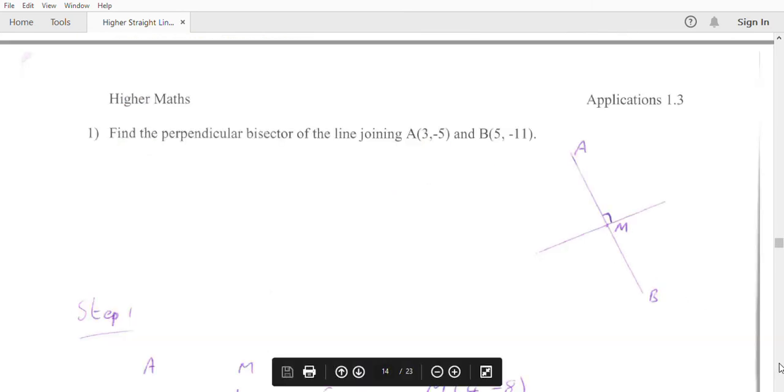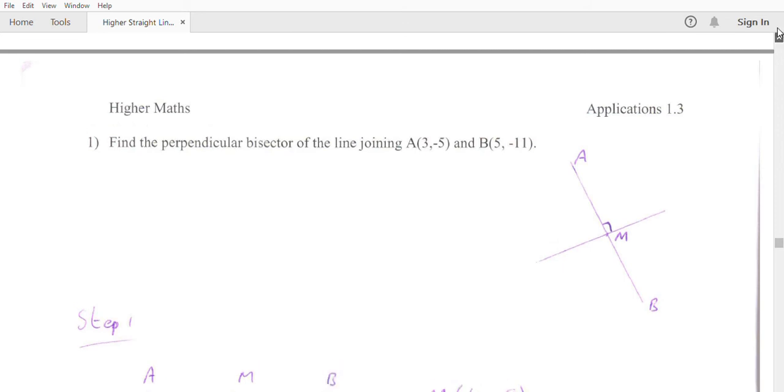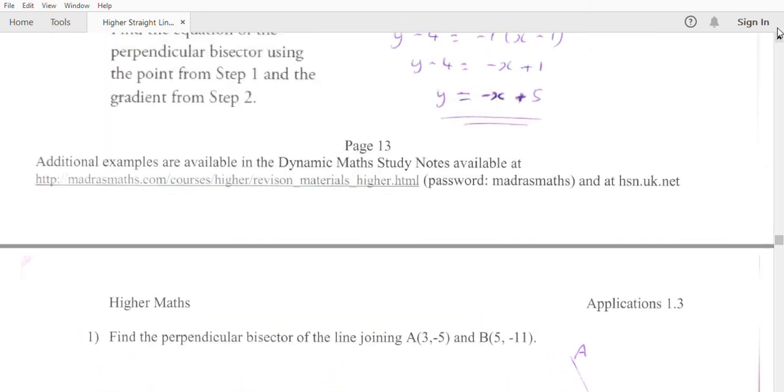And here's one for you guys to try. So pause the video and have a go.